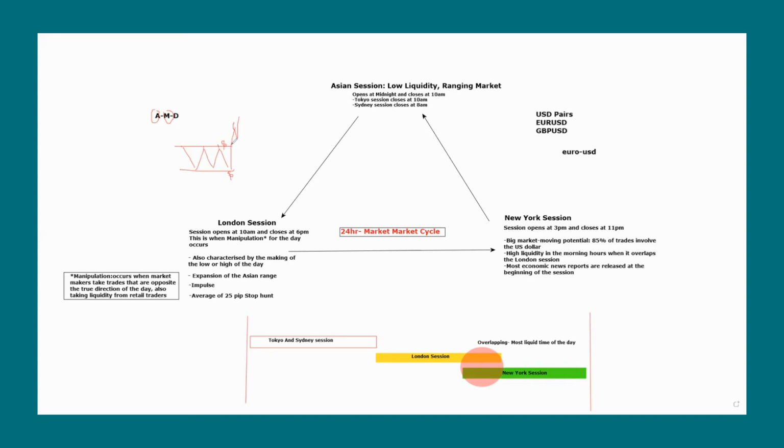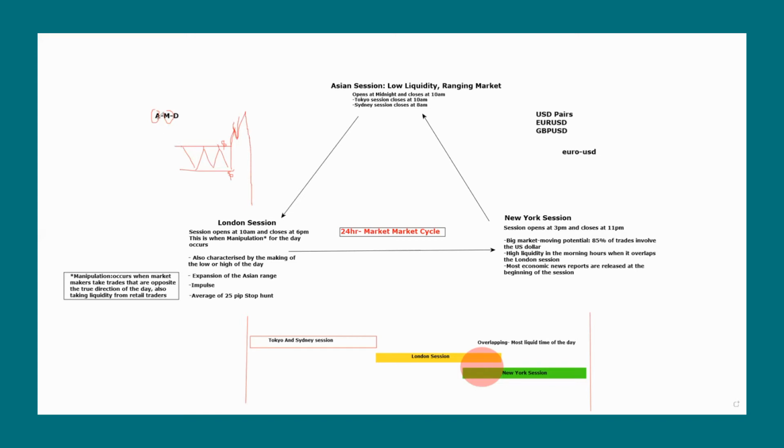Now, some people are going to think that, okay, this means that now that we've taken the stop losses from these people, the market's going to continue up. But nah, that's not what happens. What happens is it goes opposite the true direction of the day. So what happens most of the time is we get this movement over here.